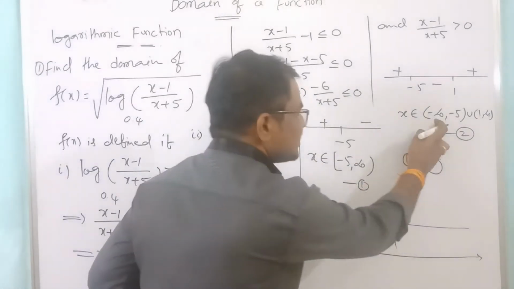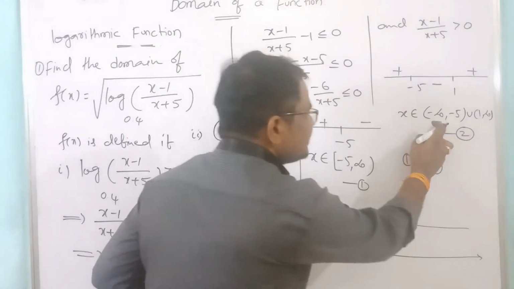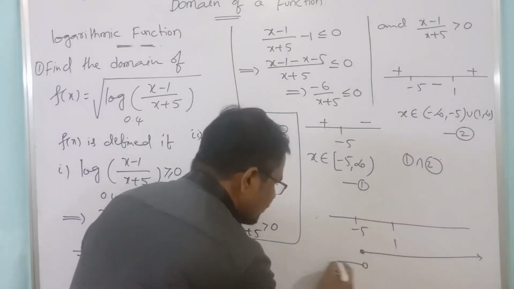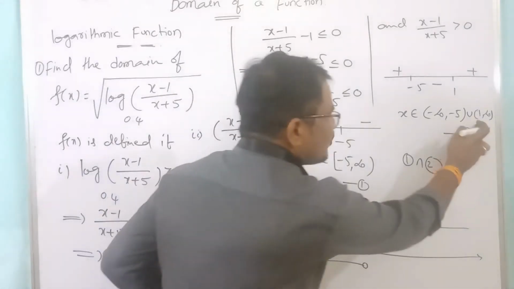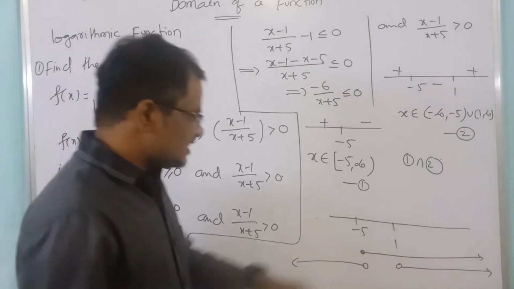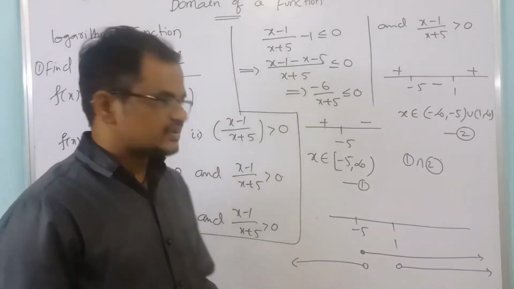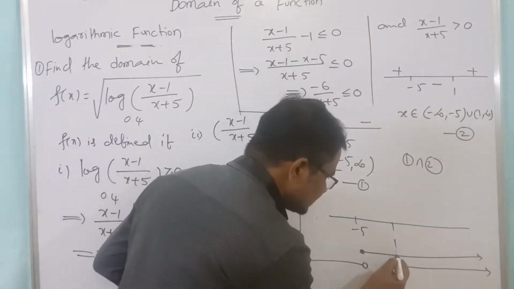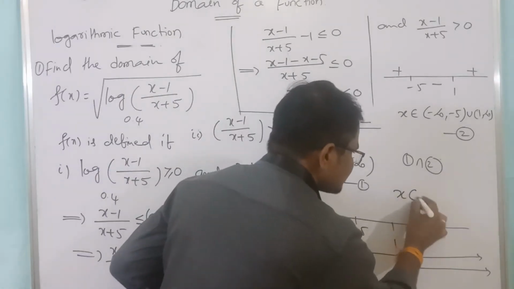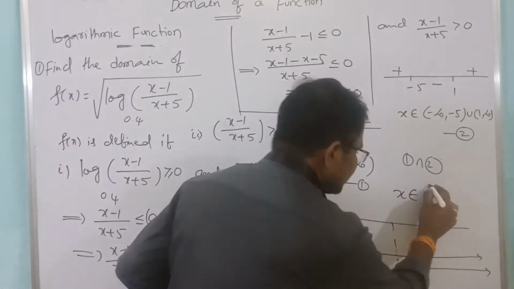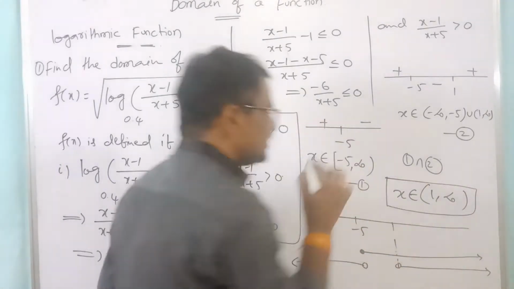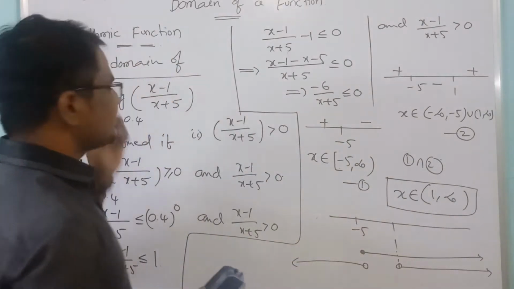And this one is minus infinity to minus 5, open interval this side. Next, 1 to infinity. So in these two, what is the common values? Common area is here up to infinity. Means x belongs to open interval 1 to infinity. So this is our required domain of the given function.